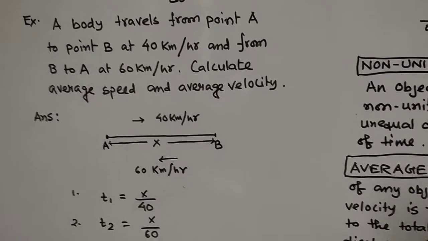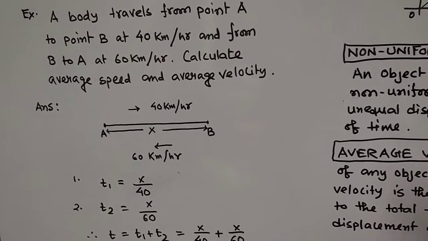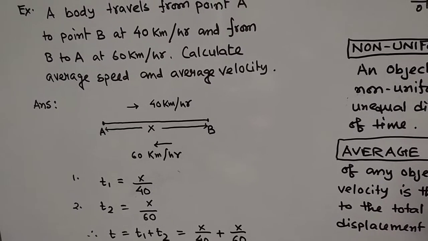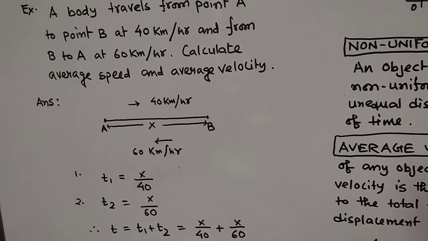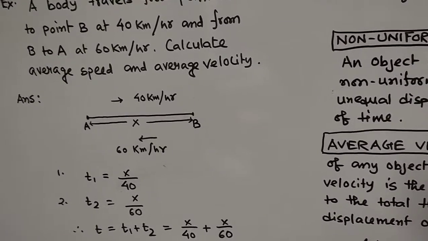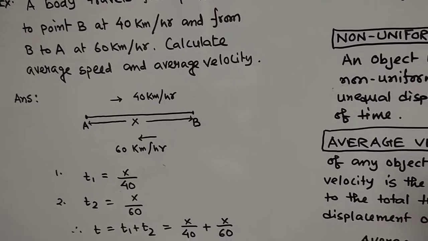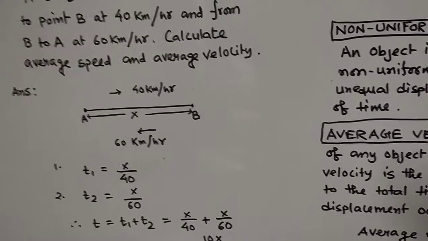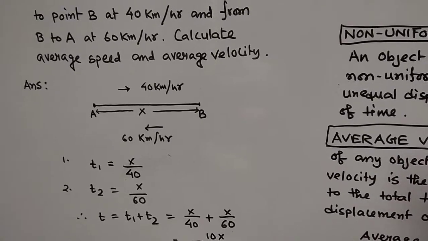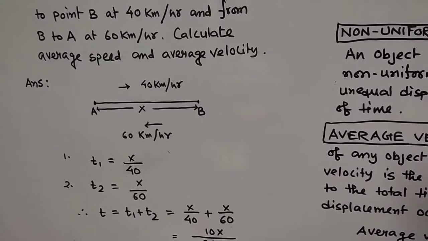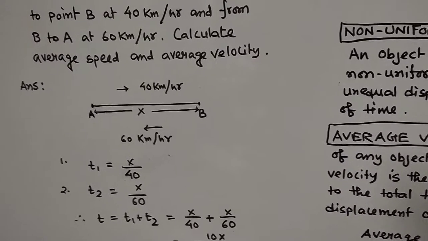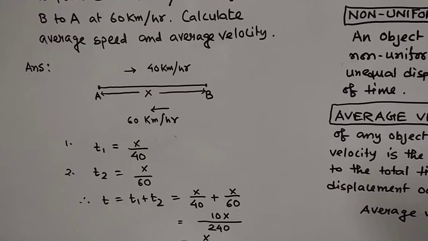Now here we are going to apply the simple formula, distance equals speed into time. The time taken to move from A to B can be defined by t1. The distance is x, and the speed is 40. So t1 is x by 40, definitely in terms of hour. And what is t2? That's the time to move from B to A. So again it is x by 60, definitely in hour.